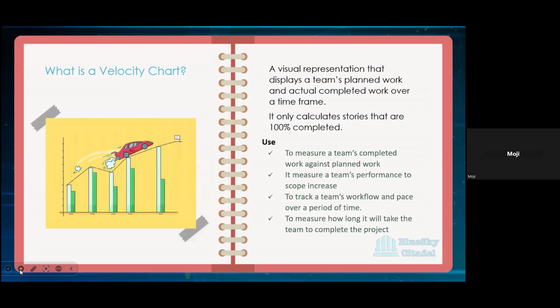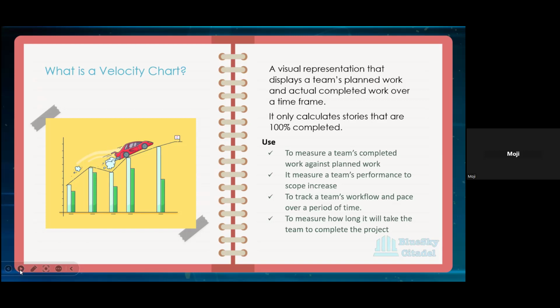So what is your velocity chart? It's again a visual representation that displays the team's planned work and the actual work that was completed over a period of time. Okay, so like you can see in the chart that is there, your velocity chart just helps to measure the pace of the team. What is the pace of the team? So if the team planned work and they complete everything they planned during the sprint, it helps you to know the rhythm, if I can put it that way, of a particular team.